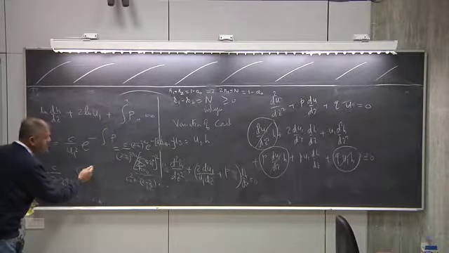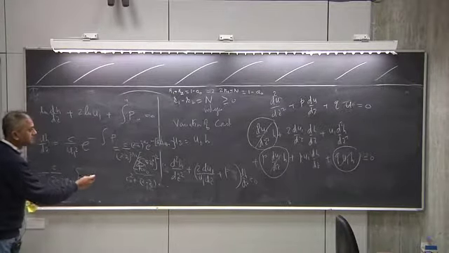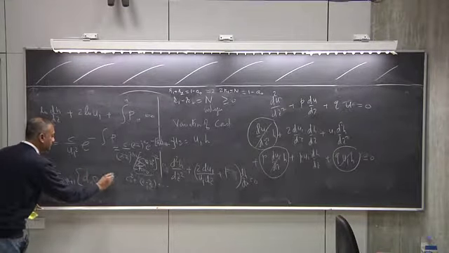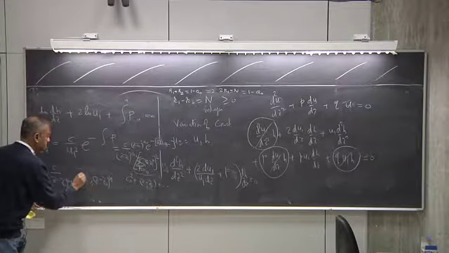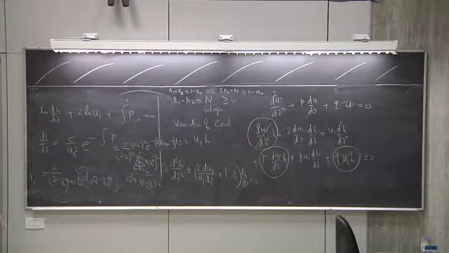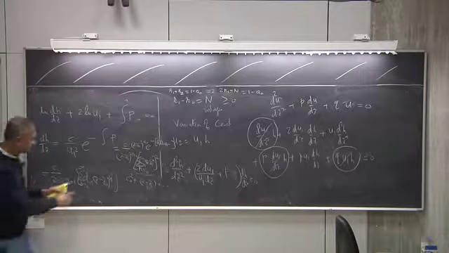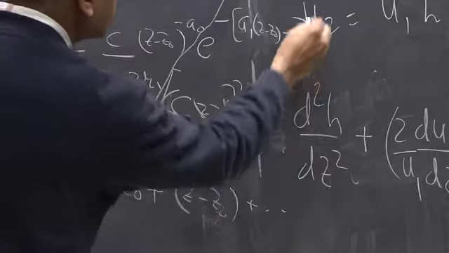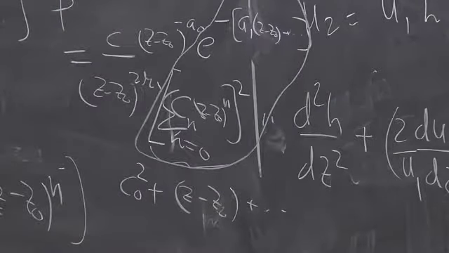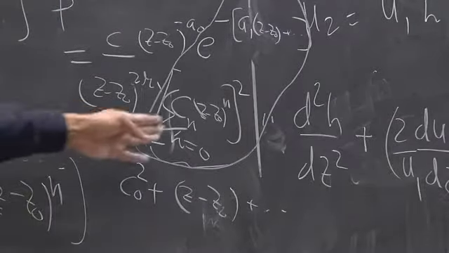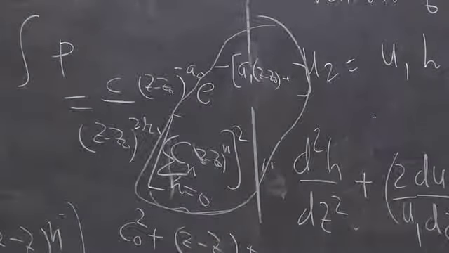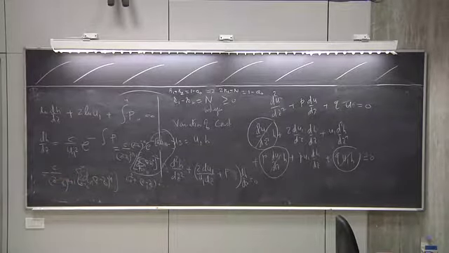It will be some constants, what shall I call them, Dn, times Z minus Z0 to the n, n equal to 0 to infinity. So this is just a Taylor series of all of the remaining part here, because that part is analytic. These Dn's will be complicated combinations of the An's and Cn's. Very complicated combinations, but nevertheless, whatever it is, it will be some expansion like this. Okay.